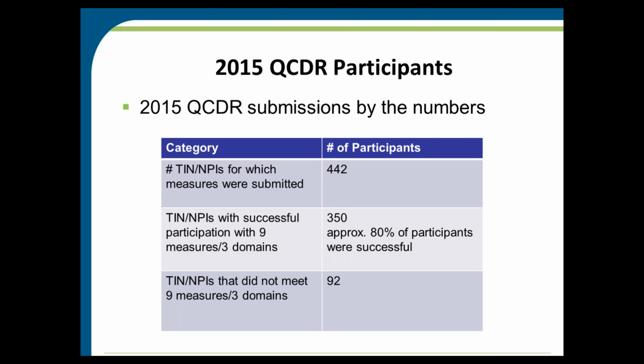Based on that TIN and NPI combination, almost approximately 80% of our participants were successful in meeting the 9 measures across 3 domains. We get several calls that for our specialty, for radiologists, it may be hard to achieve the 9 measures or even up to 3 domains, so we were excited with the QCDR option because we give the participants real-time feedback and we help them to be successful prior to their submission of data to CMS.